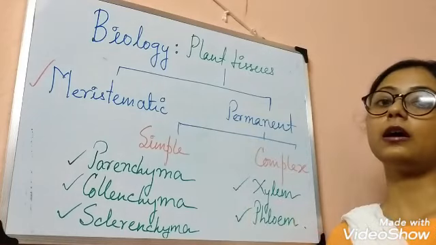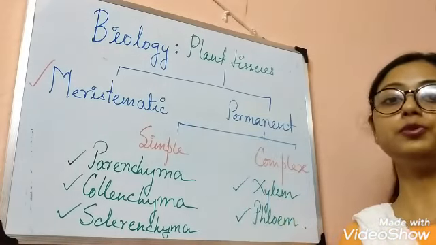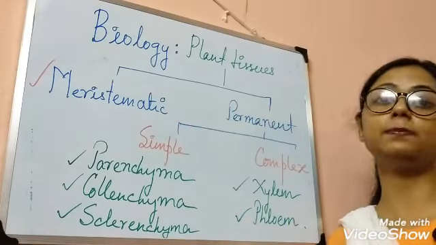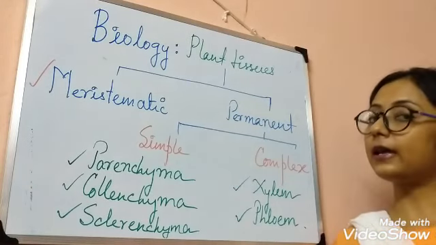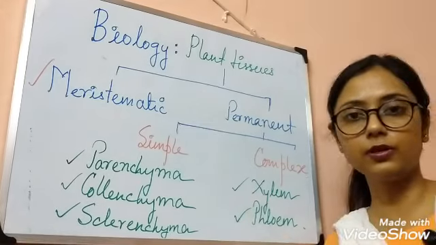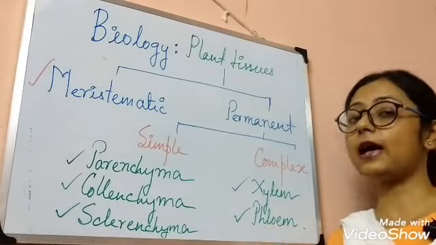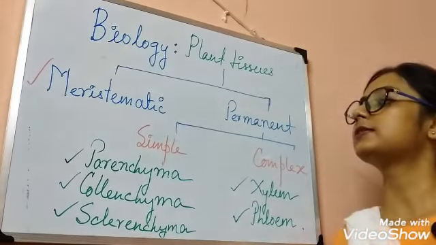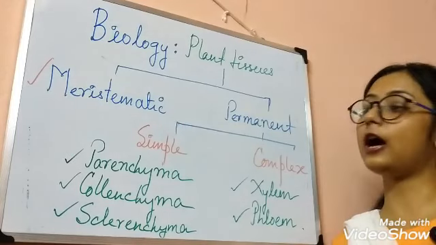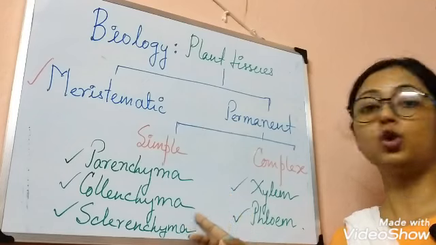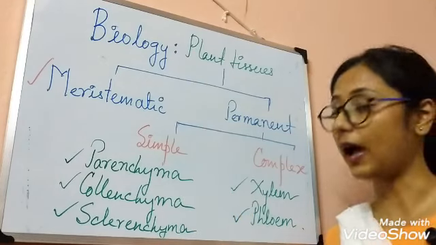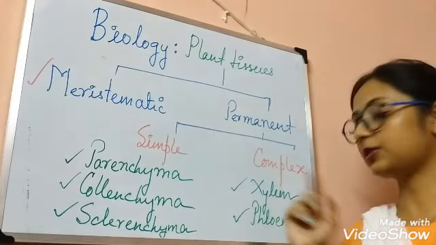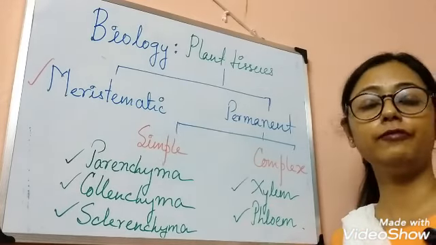Permanent plant tissue is further divided into two subtypes. One is simple permanent tissue and the other is complex permanent tissue. From the name you can say that simple has the simpler structure and complex has a more complex anatomical structure than the simple permanent tissue. The simple permanent tissue in the plant body is of three types: Parenchyma, Collenchyma and Sclerenchyma. And the types in case of complex permanent tissue are xylem and phloem.